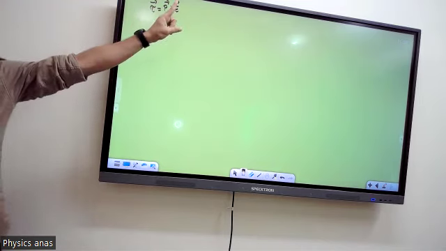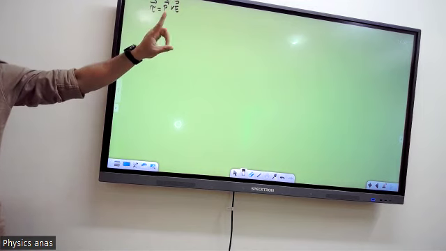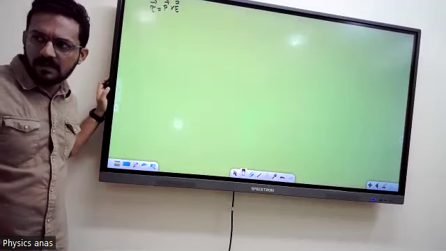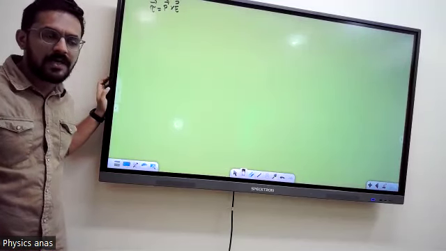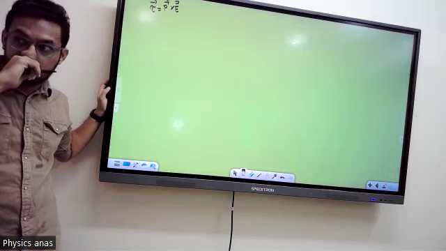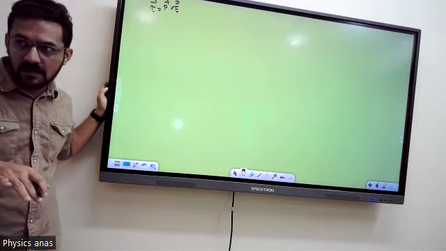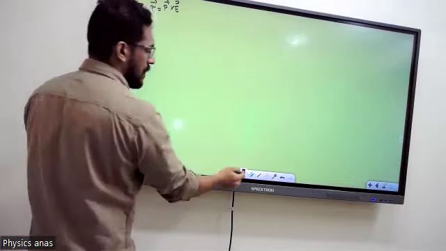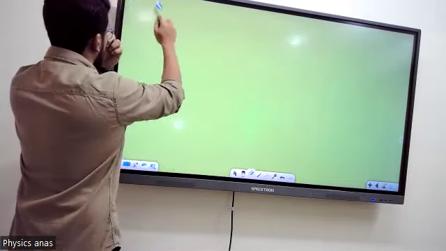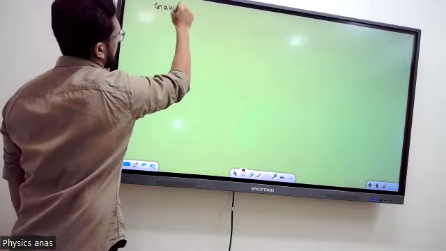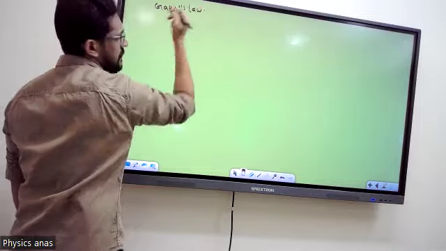Gauss's law is okay. You need 3 derivations in Gauss's law, the applications. Is that okay or should I revise it? Okay, no problem. What is Gauss's law? First, you need to understand what Gauss's law is. What was Gauss's law?